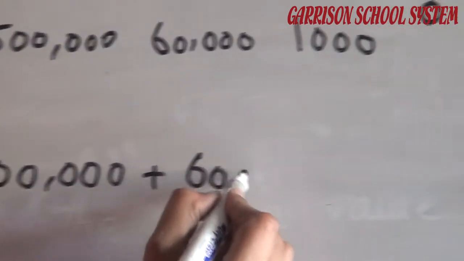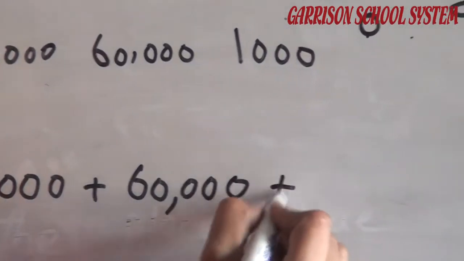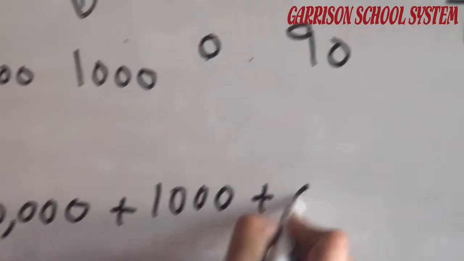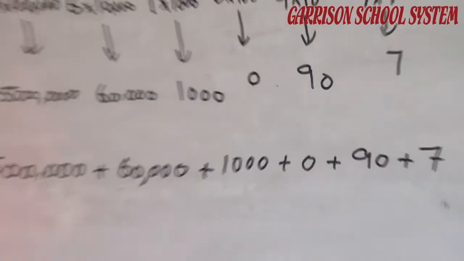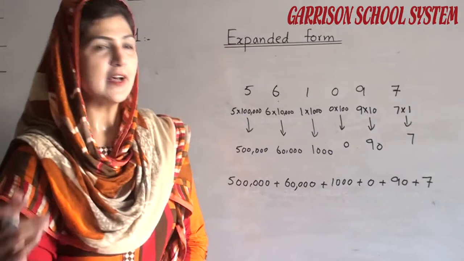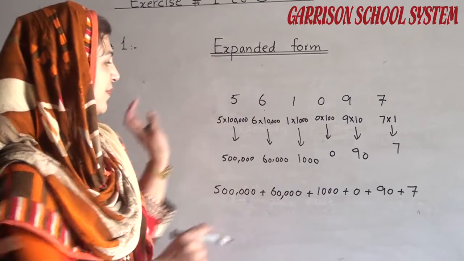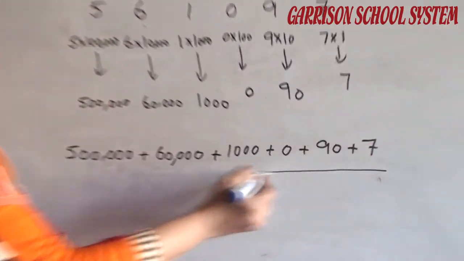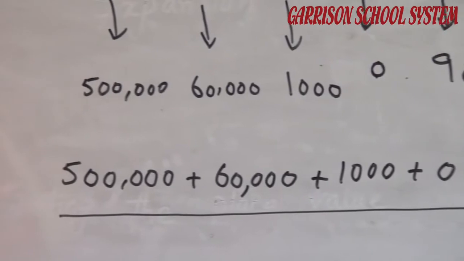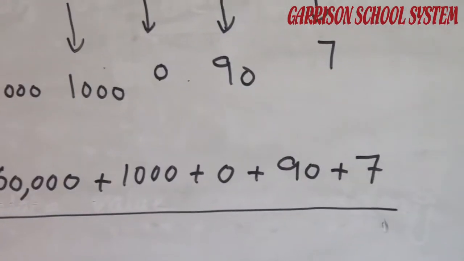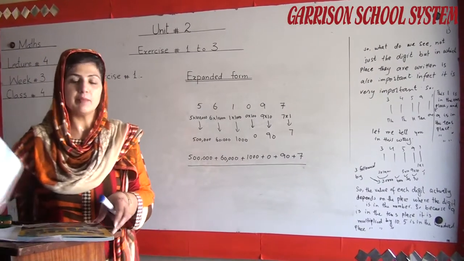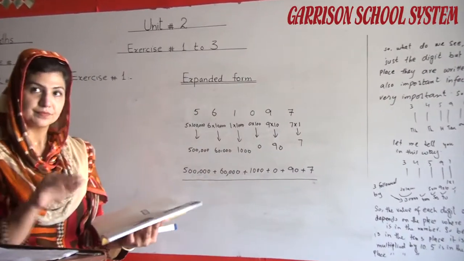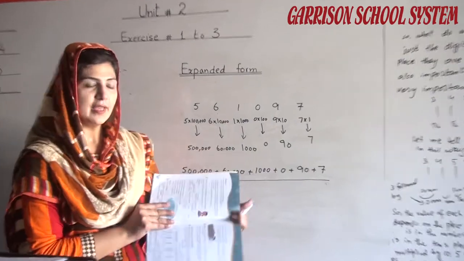Plus 60,000 plus 1000 plus 0 plus 90 plus 7. So students, this is the expanded form. This is how we find out the expanded form of this particular number. In this way, students, you know very well about the expanded form. In this way, we have solved question number 2.